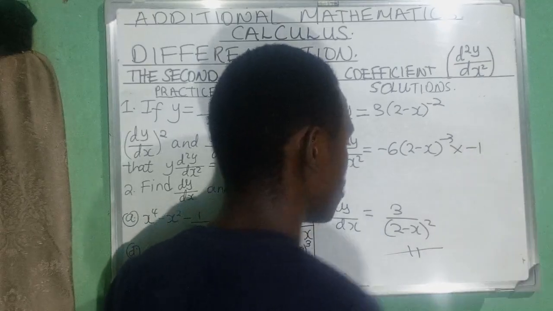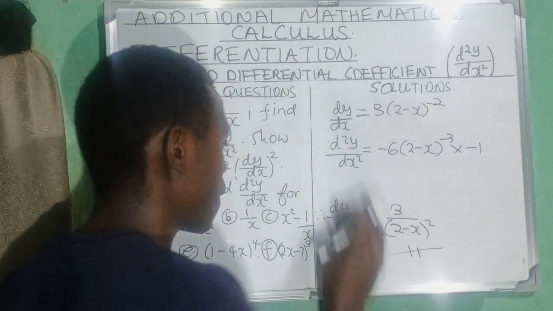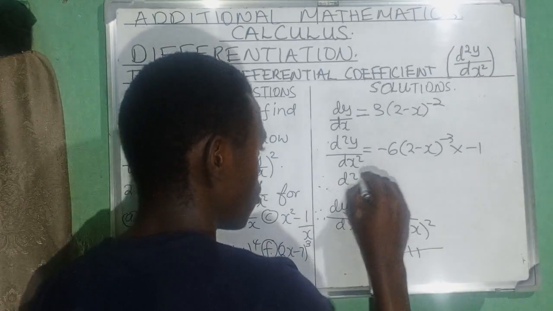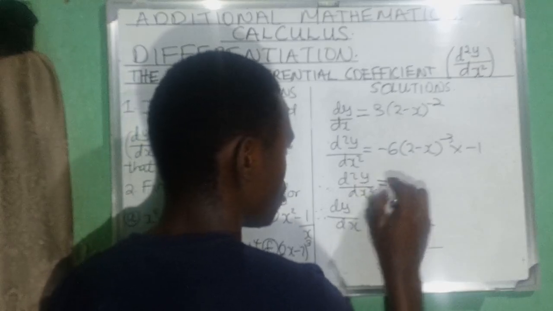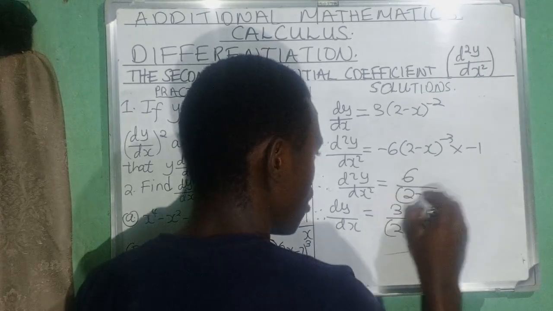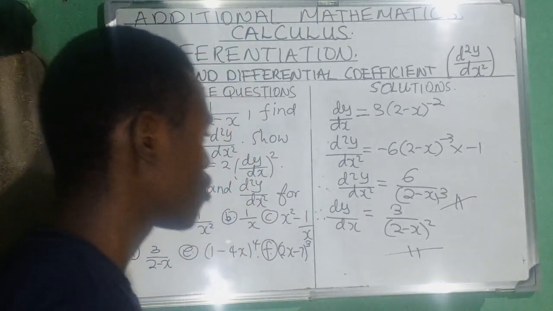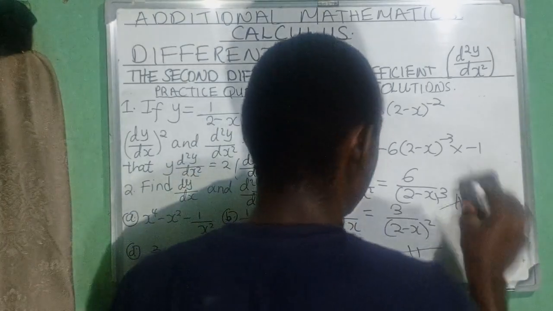Derivative of the core is, as you can see in this case, negative 1. Okay, so therefore our d2y dx2 is going to be equal to a positive 6 divided by 2 minus x raised to the power positive 3 as our final answer. So this is the answer for dy dx, then that's the answer for the d2y dx2.